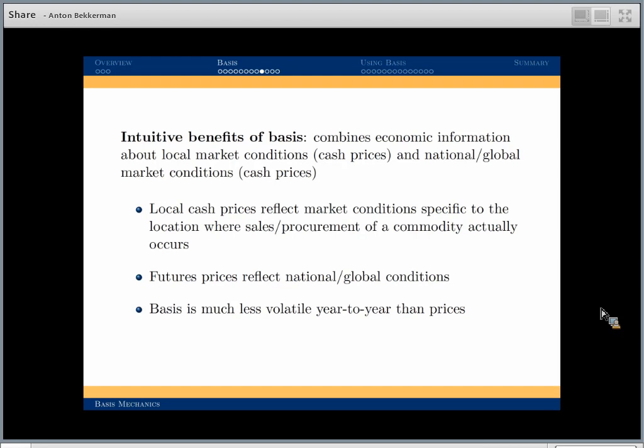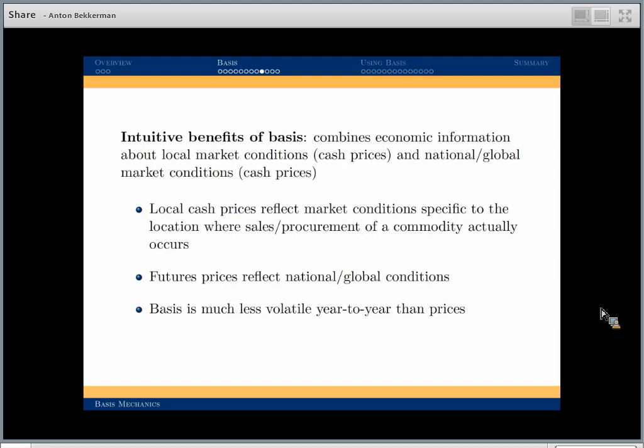All right, so the big advantage of basis is that it combines that national and global information about markets for that commodity with local information about your specific market where you might be delivering. That's the intuitive economic advantage of using basis rather than using prices alone, whether you're using futures prices or local cash prices. When you use basis, it combines those two pieces of information together.